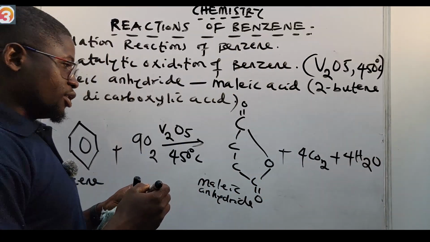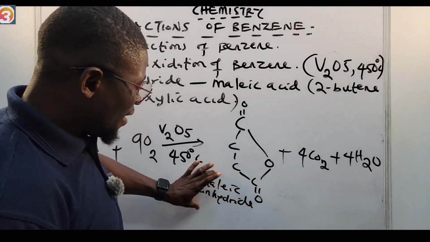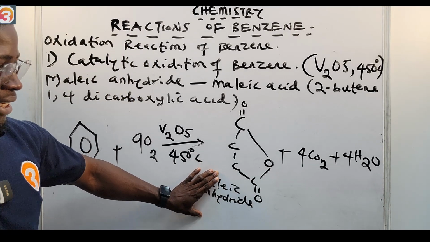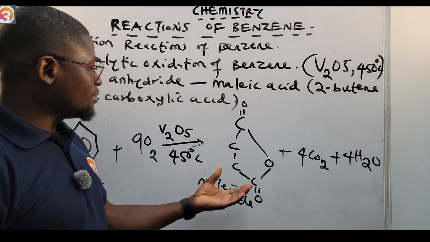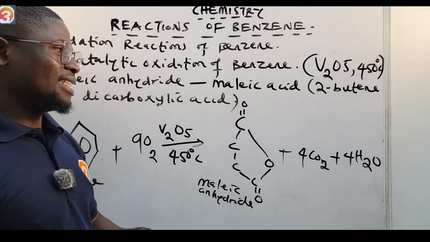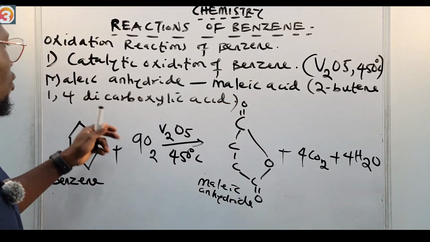This is the reaction of benzene with oxygen. It first gives us maleic anhydride. This is maleic anhydride. Then on further reaction of this maleic anhydride with water, it now gives us maleic acid, which is 2-butene-1,4-dicarboxylic acid.